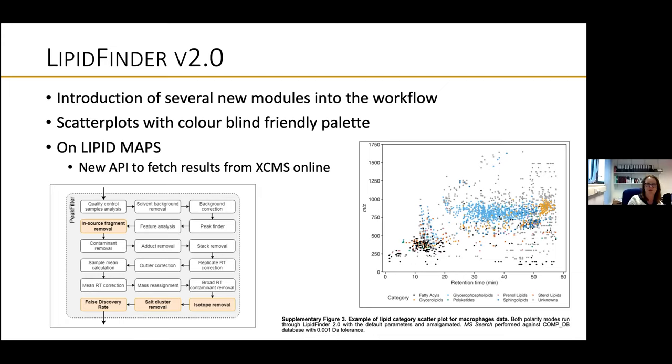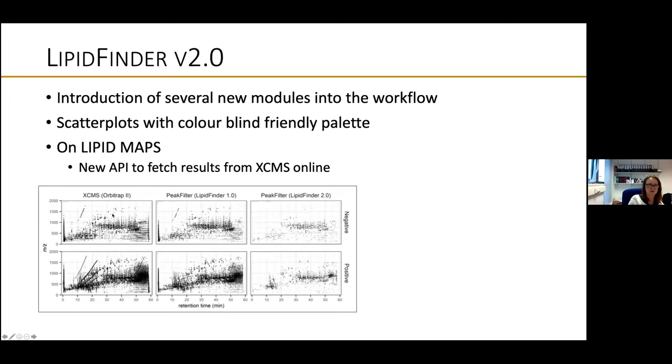And then we've got isotope removal, salt cluster removal, and a false discovery rate module, which has only really been beta tested with one or two data sets so far. So we're interested to see how other people get on with it. Jorge also put in a colorblind friendly palette that people can choose. And this is the kind of data that we get from it nowadays with version 2, that he's going to talk through. And just to show the improvement in cleanup, this is a data set from macrophages.